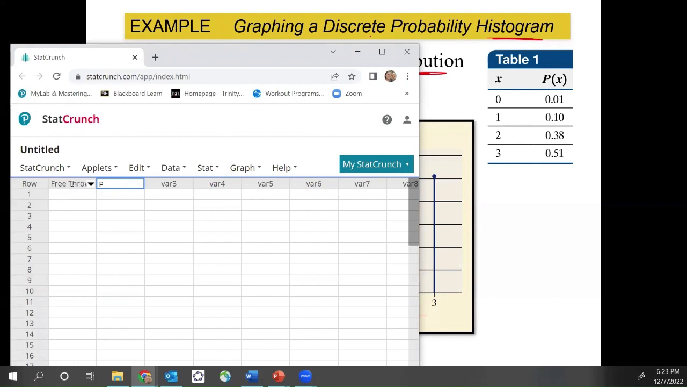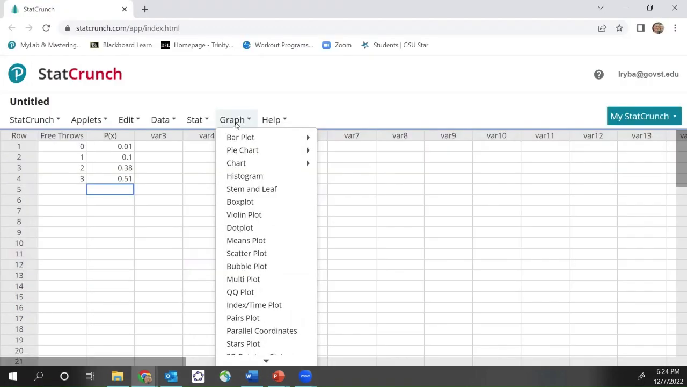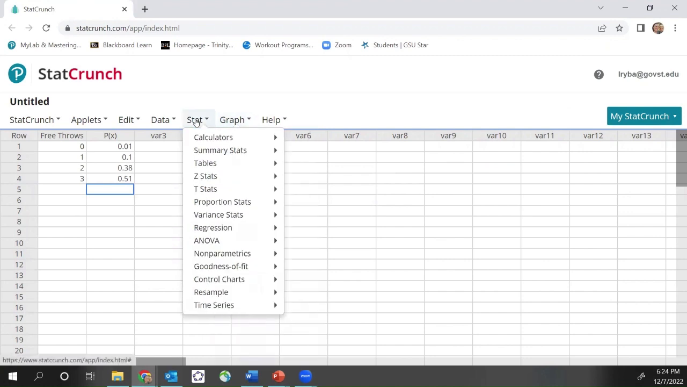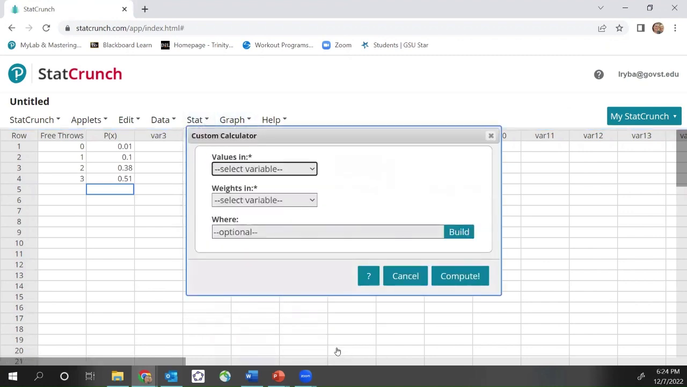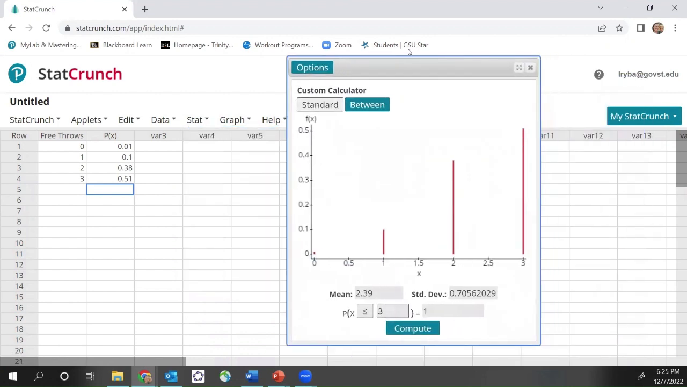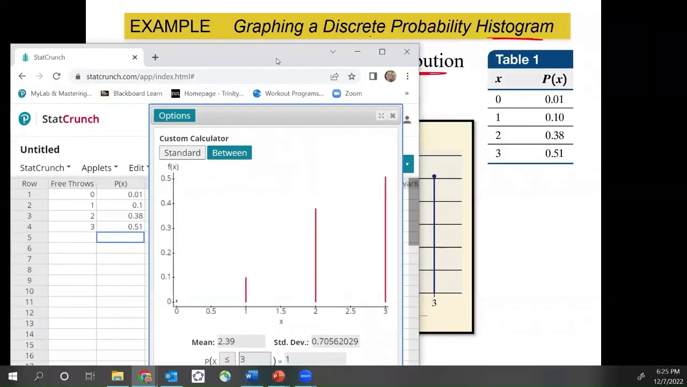Free throws and probability. 0, 1, 2, and 3. 0.01, 0.10, 0.38, and 0.51. There it is. Under stats. Okay, stats, calculators, custom. So our values are our free throws. Weight is another term for probability. So that is going to be this one here. And I'm going to click compute. And it is going to make my graph right here. If you compare, it should look the same.